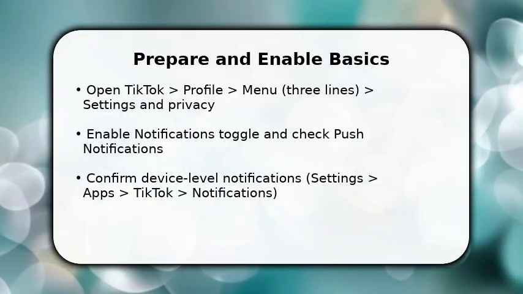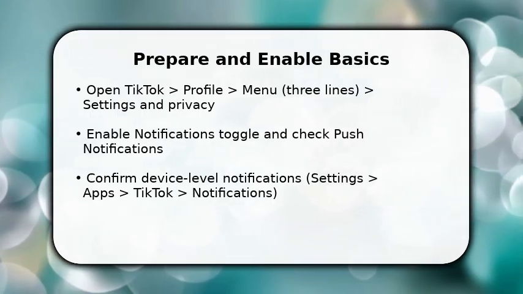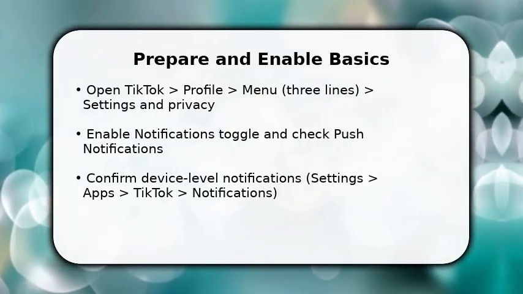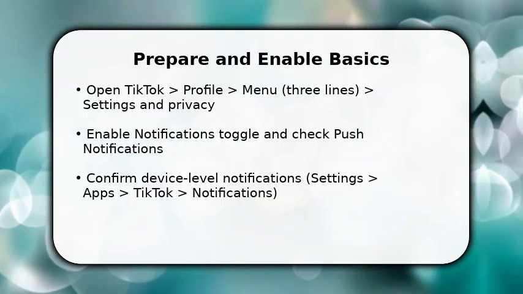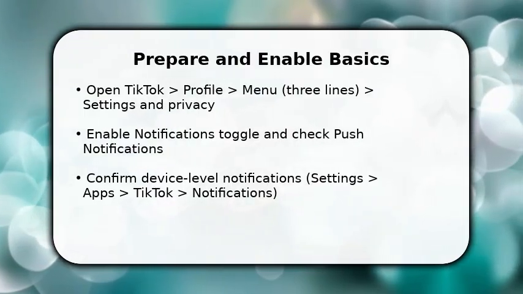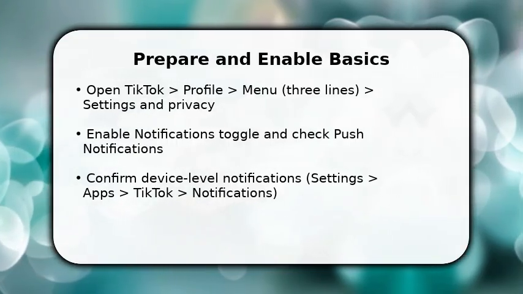You'll start by confirming the essentials so notifications can actually arrive. Open TikTok, tap your profile, then the menu and Settings and privacy. Enable notifications and push options. Once done, make sure your phone system notifications are allowed for TikTok. Go to the Settings app's TikTok notifications and toggle on.